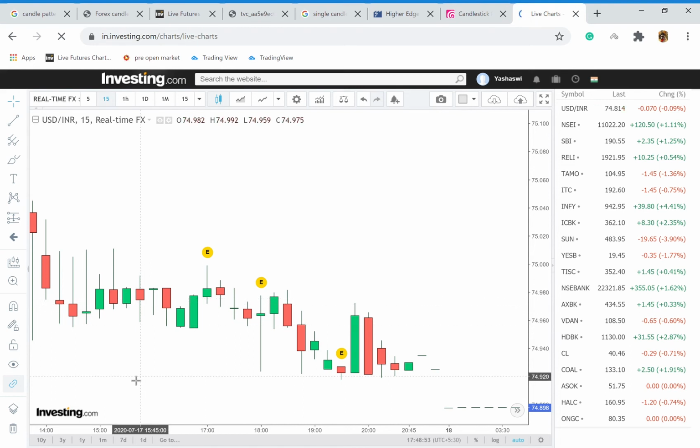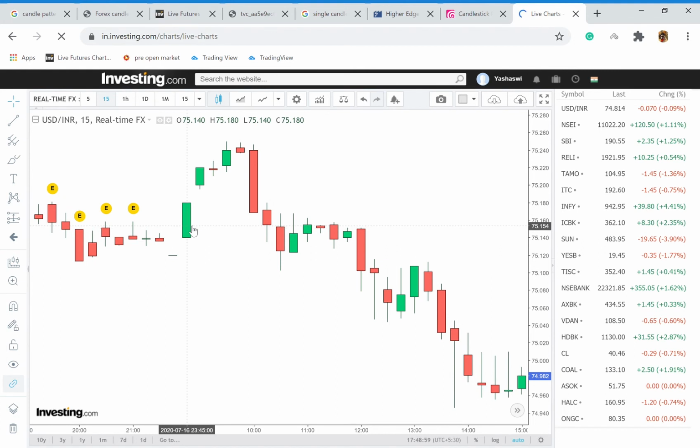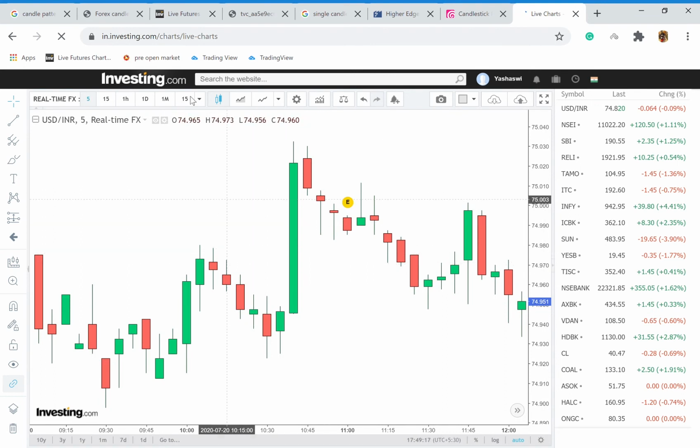In the same way there will be a bearish Marubozu as well. Here is one bullish Marubozu, and this candle is called a bearish Marubozu. Similarly, you can see several other candle patterns. If I change the time frame to 5 minutes, there will be one candle every 5 minutes, representing the price movement of 5 minutes, for example 10:45 to 10:50.